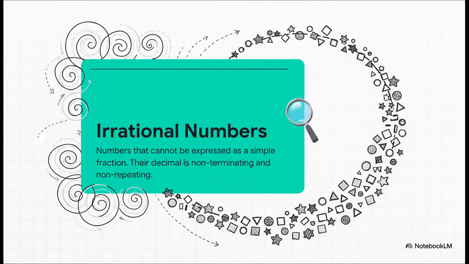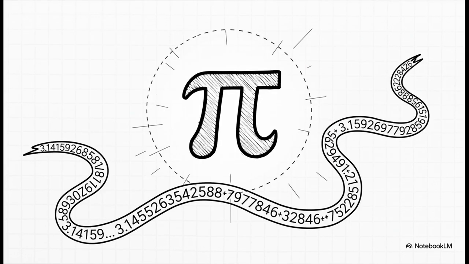The decimal for an irrational number is pure, beautiful chaos. It goes on forever and it never settles into a repeating pattern. It's just an endless, unique string of digits. You could literally spend an infinite amount of time writing it down and you would never ever reach the end or see it repeat. And the biggest celebrity in the irrational numbers club is, of course, pi.